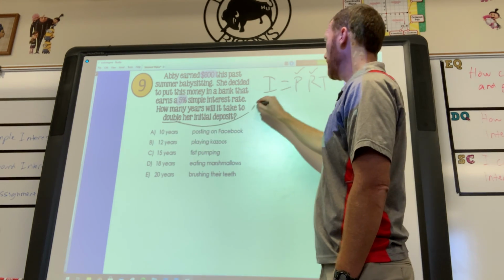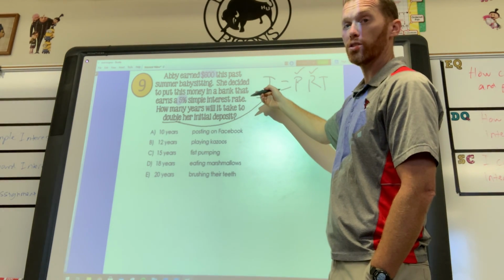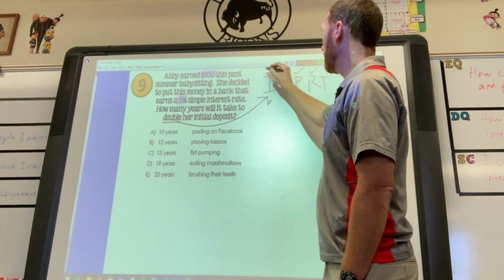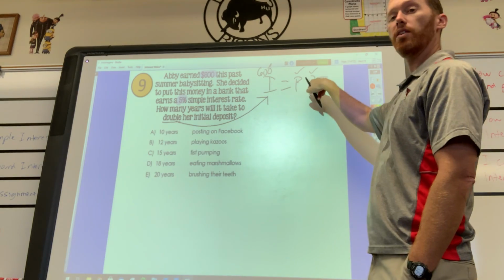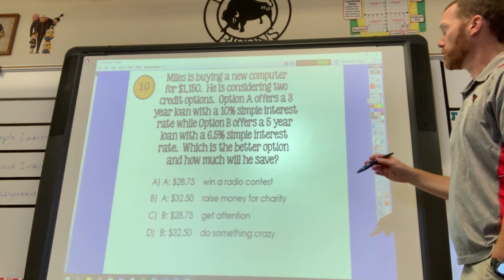So we're going to take that thinking and put it in here and say, how much money does she need to make in interest to double her deposit? Started with 600, she can double it by adding another 600. So that's going to go in for interest, the other numbers go in where they go, and then you solve as before.